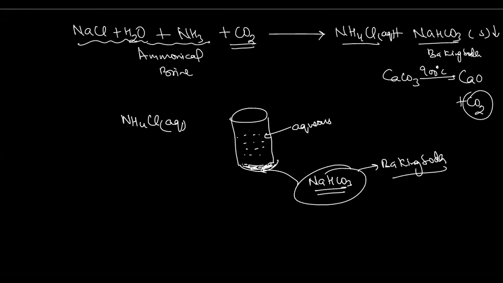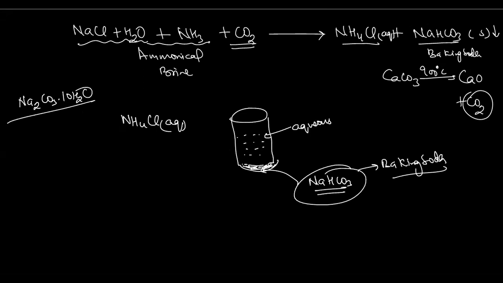That's all. But if you need to prepare the washing soda, then you need to do a further step, because washing soda is actually Na2CO3·10H2O. So let's study. What will we do now? From the ppt that we have, we will extract it out. We will remove the ammonium chloride, and this sodium hydrogen carbonate will be used.